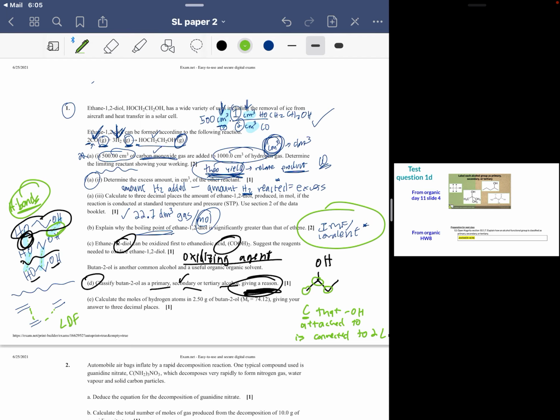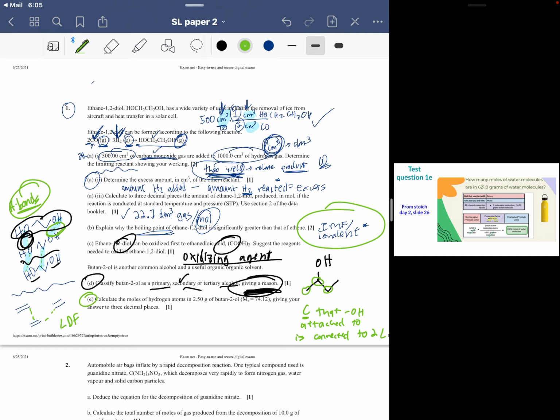Here's where we practiced that in class, you see to the right of your screen. All right, and then finally E, they give you a molecular mass. You just need to convert grams to moles using molar mass. We did that throughout stoichiometry. So here's where we saw molar mass. You just needed to get to moles. All right, so that's question 1.